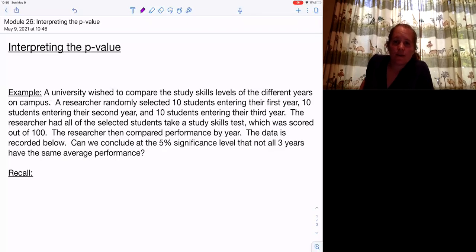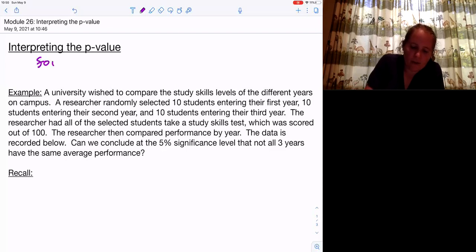Welcome to interpreting the p-value. Again, we're focusing on one-way ANOVA.